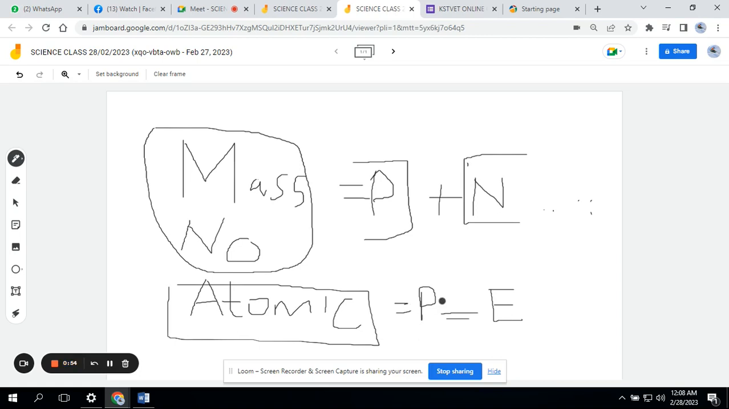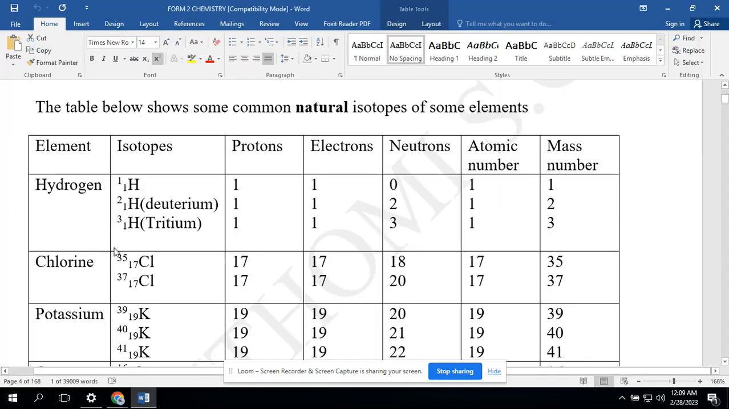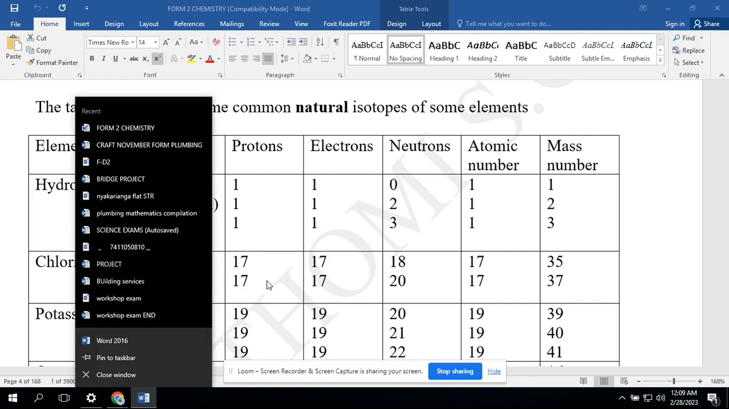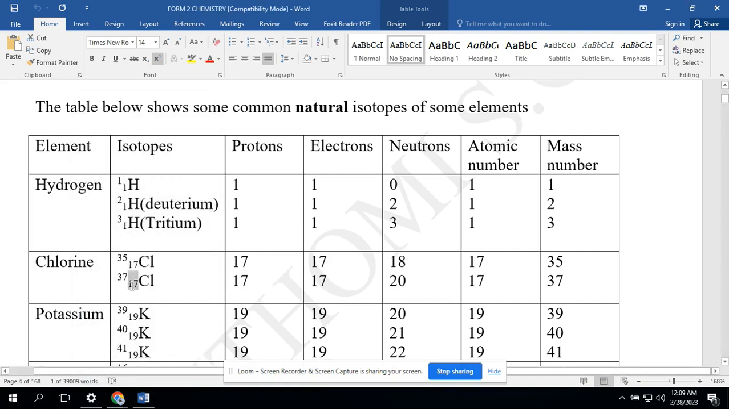At the same time, the number of electrons is equal. So the atomic number, which is written here in the subscript, for example, this one here, is the number of protons for chlorine. So I will have 17. So 17 for chlorine is going to be the number of protons, at the same time the number of electrons, and lastly, the atomic number. Therefore, if we add this number of protons plus the number of neutrons, I am going to have the mass number.